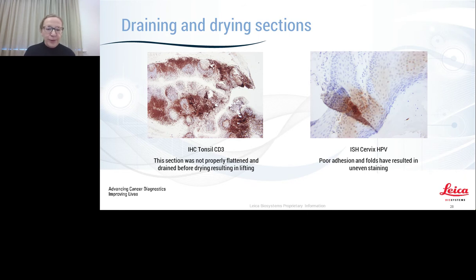So again, some examples here. You can see IHC done on a tonsil for the antibody CD3. It wasn't properly flattened and drained before drying, so it resulted in lifting and therefore a distorted staining pattern. Also lifting, poor adhesion and folds have resulted in almost impossible to diagnose tissue staining.